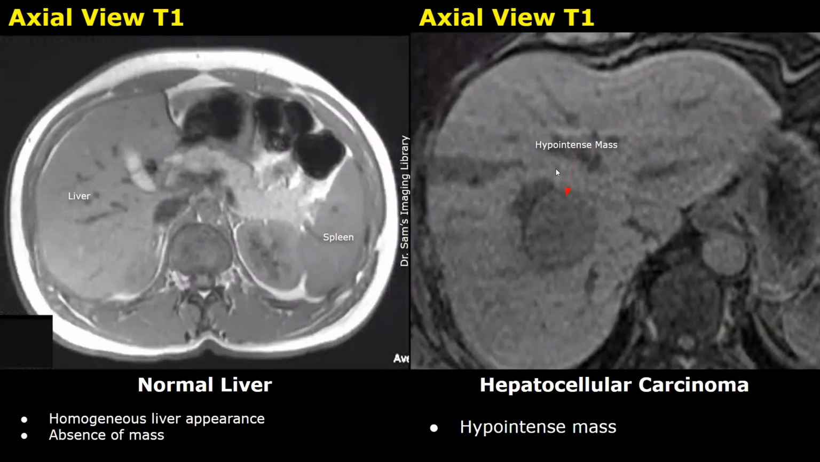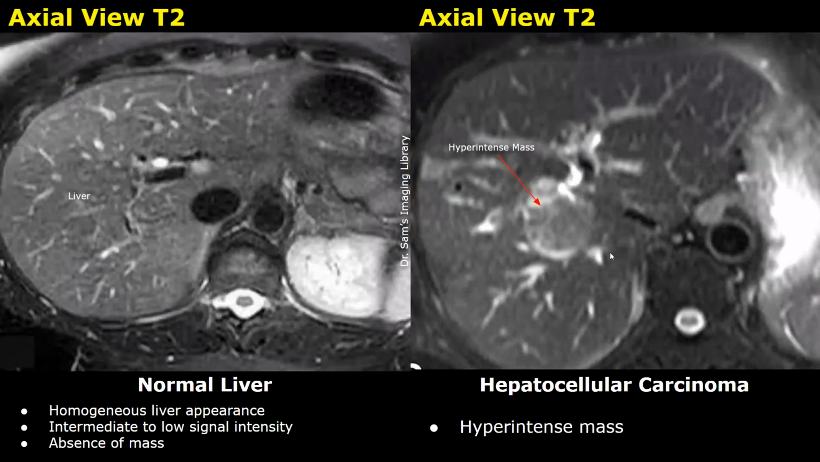This is another case of hepatocellular carcinoma. It is a T1 image. Hepatocellular carcinoma usually appears hypointense. In a T2 image, the mass appears hyperintense. Increased T2 signals are seen within the tumor.